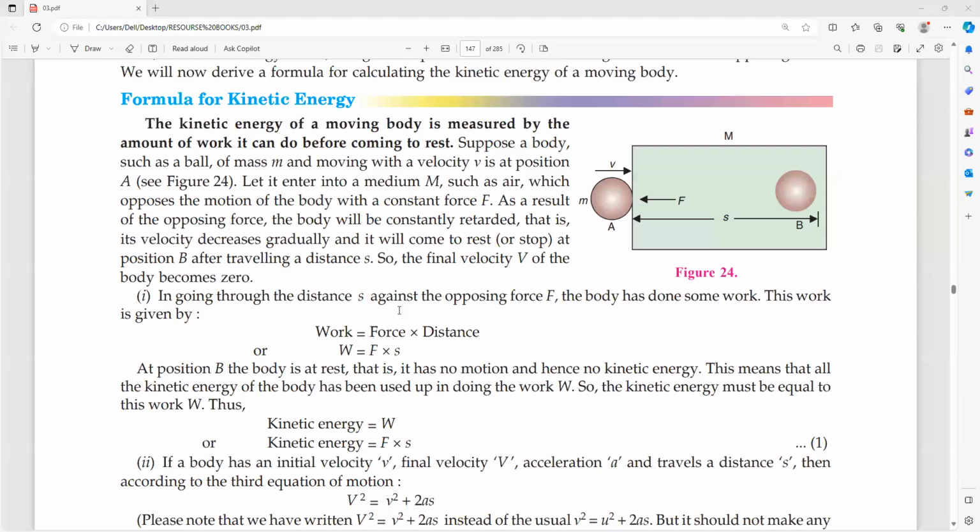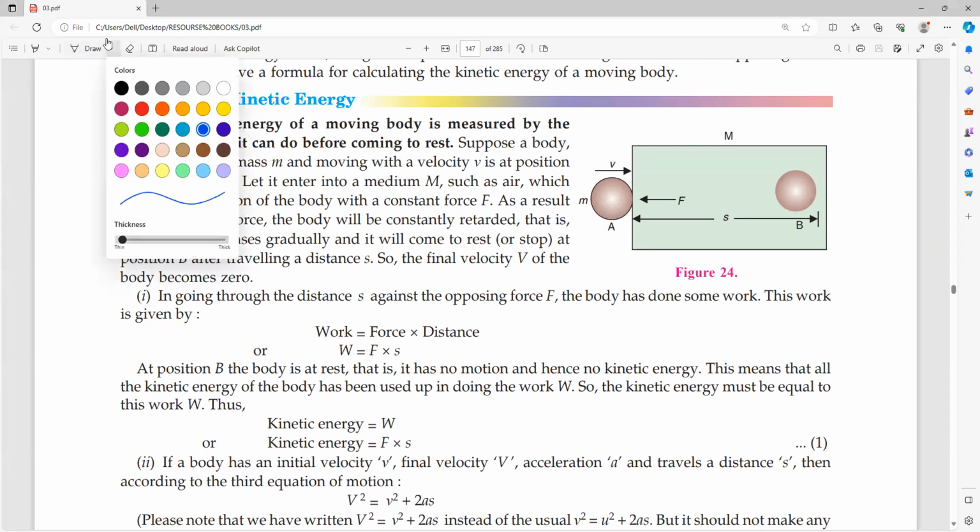You all have H on the book. Those who do not have it will also have the soft copy. So here, what is happening? The same formula for kinetic energy. You can all notice it here. This is a different thing. This is also in your NCERT.